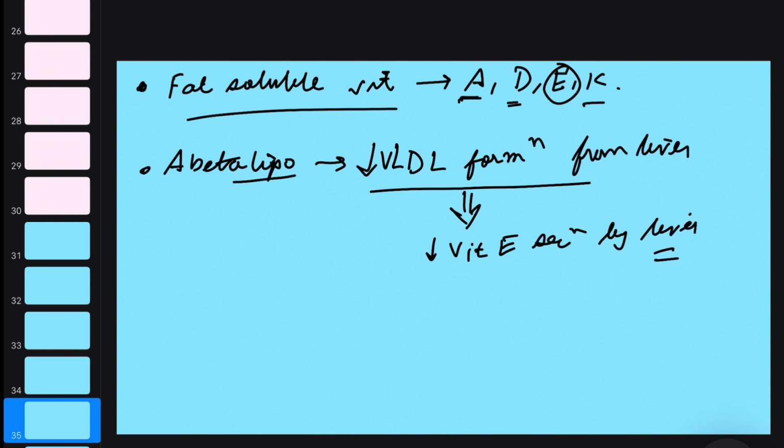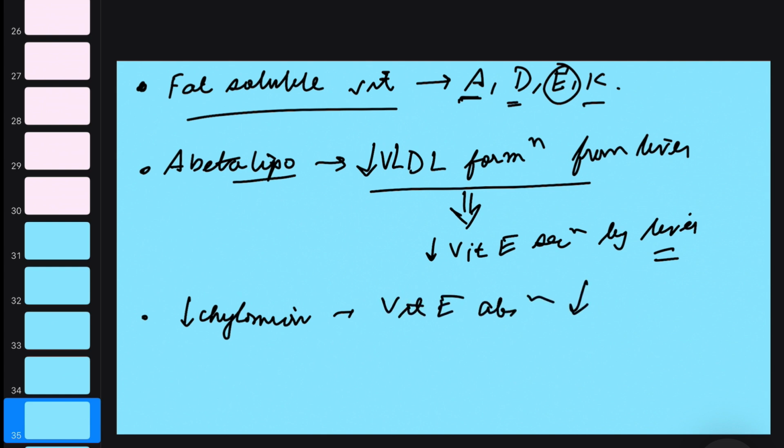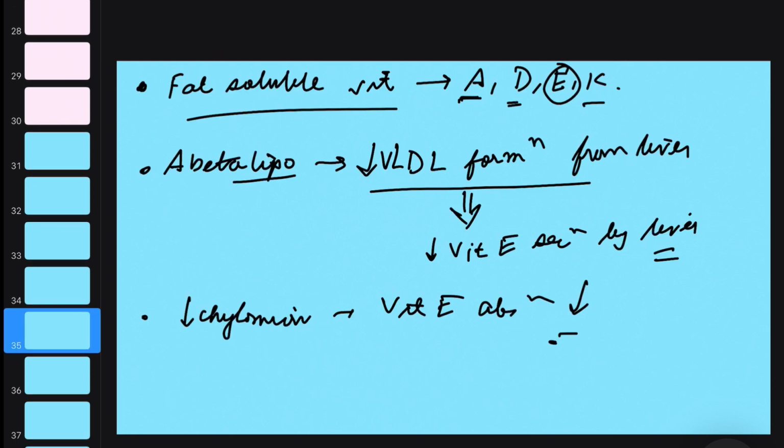Also, since chylomicron formation is gone, due to decreased chylomicrons, obviously vitamin E absorption will also go down. So these are the reasons why I'm getting a marked vitamin E deficiency over here, and that may lead to neurological manifestations, especially ataxia. Done. So this brings us more or less to the end of Abetalipoproteinemia. This is all that we needed to know.